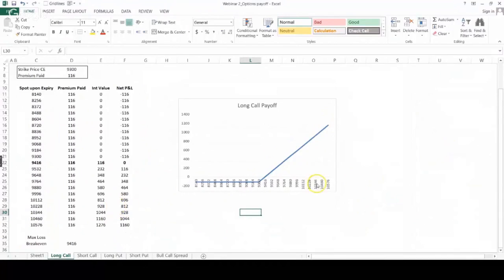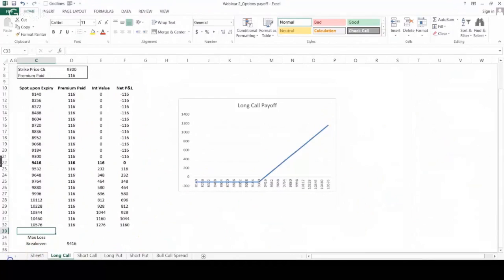Although that doesn't happen, it's mainly theoretical. But do remember, this graph is suggesting that my losses are limited to the extent of the premium that I've paid, and the profits can increase. There is no upper bound here. All right, guys. So this is the graph of a long call position, right?